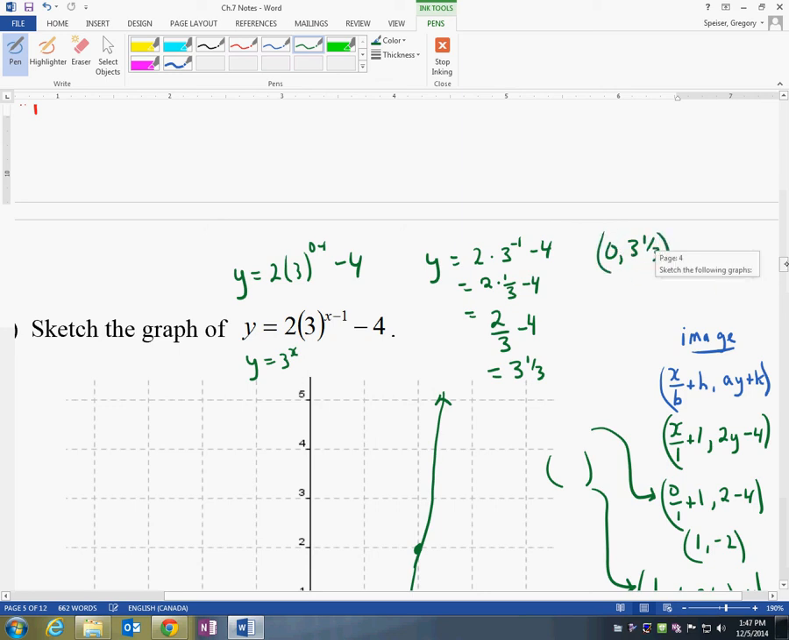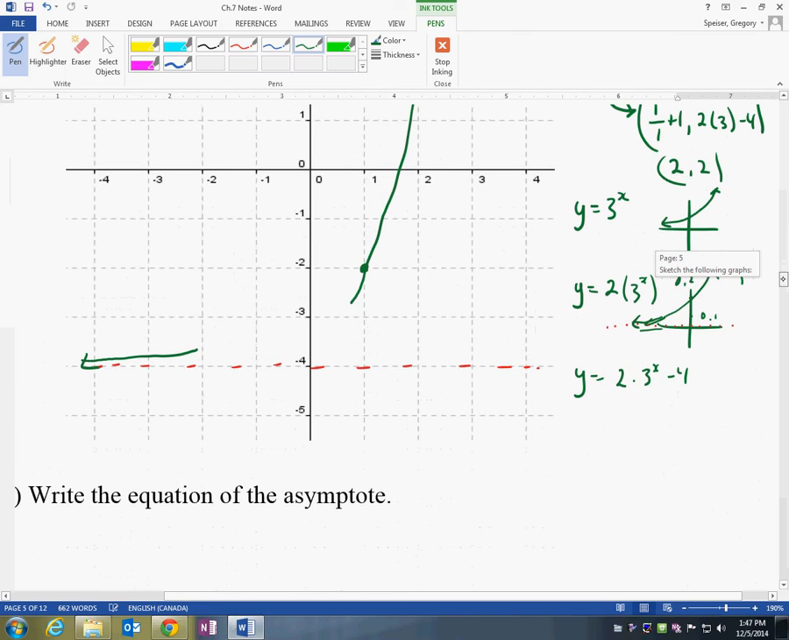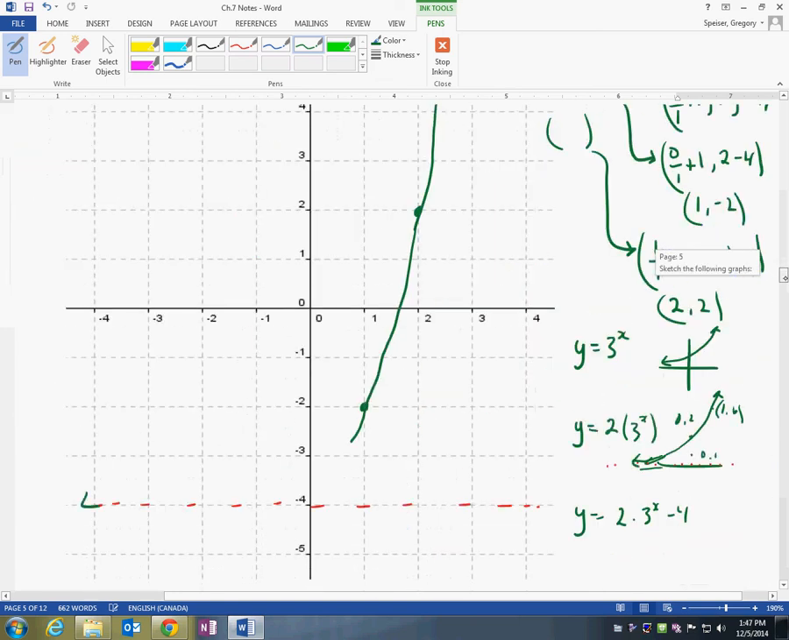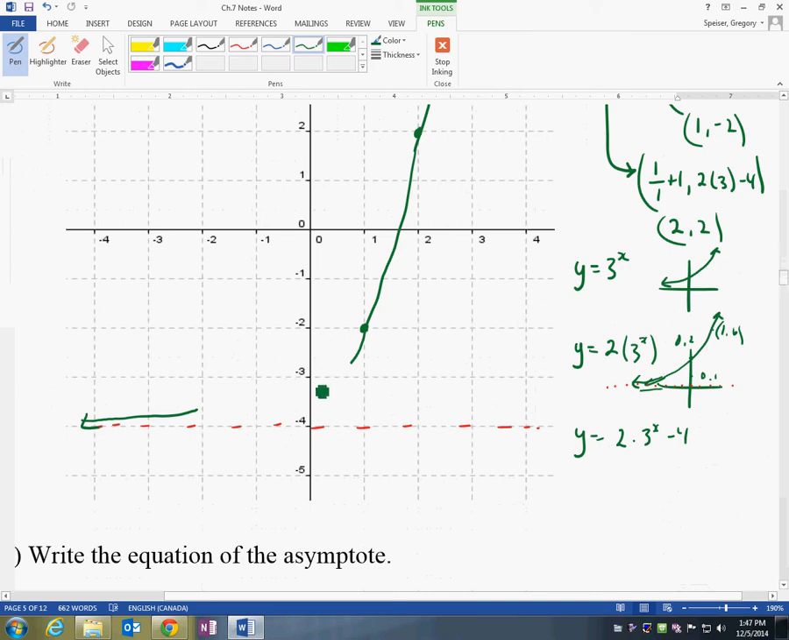So where does that cross? Oh, minus, pardon me, 2/3 minus 4, minus 3 1/3. So it should cross at minus 3 1/3, about right here. So now we can get a sense of where it crosses. And if we know that spot, here let's put 0, negative 3 1/3. Right there. And this part we know for sure is equal to 1, negative 2. And this part here is equal to 2, 2. Okay, so those are our points.